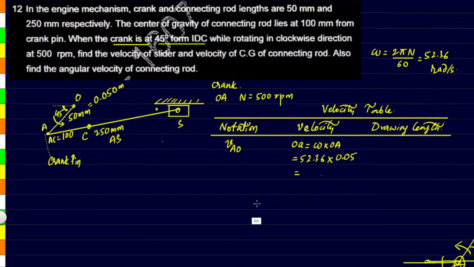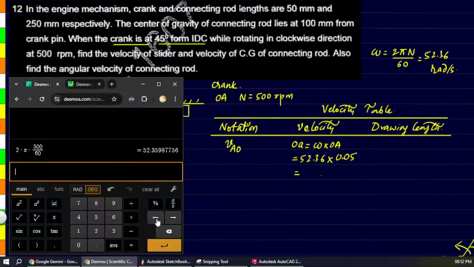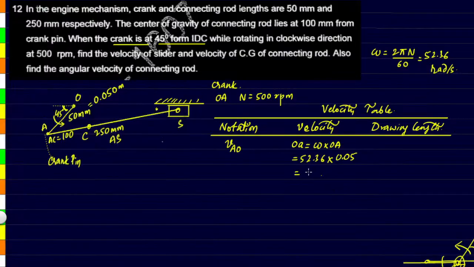Let's go back to our calculator and quickly find this. So we have 52.36, multiply this with 0.05, that will give us the velocity. We're getting 2.618, we can round it up to 2.62, and this will be in meters per second.